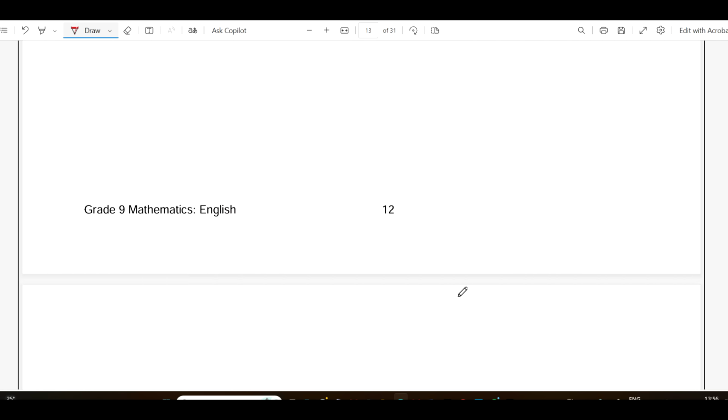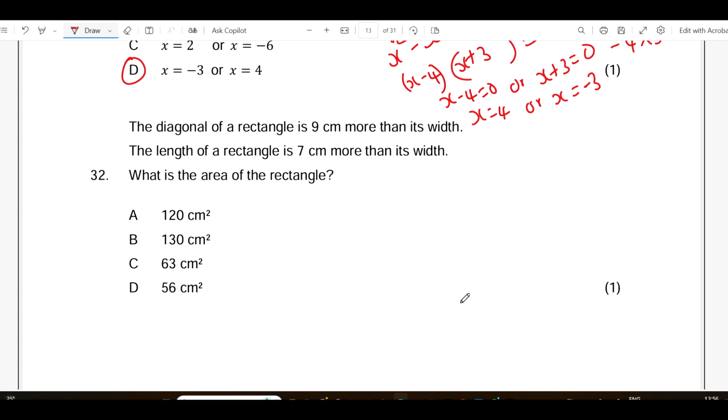The diagonal of a rectangle. The diagonal of a rectangle is 9 centimeter more than its width. The length of a rectangle is 7 meter more than its width. What is the area of the rectangle?